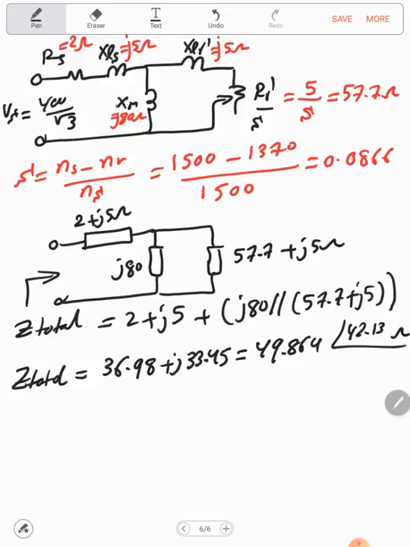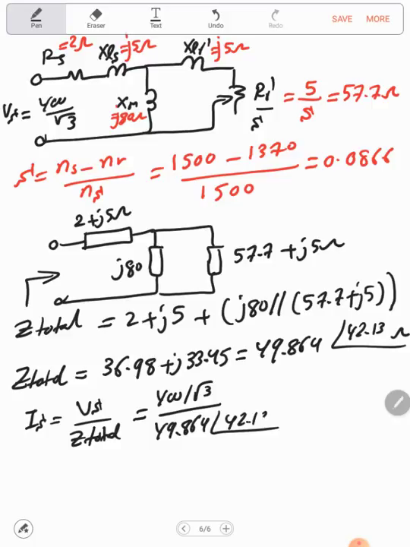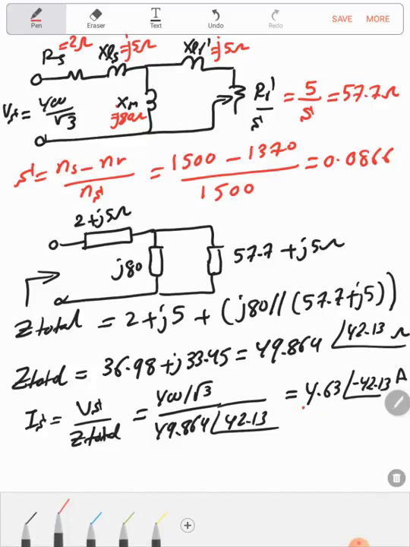Now we can calculate IS, which equals VS over Z total, and this will equal 400 over square root of 3, over 49.864 with angle 42.13, and this will equal 4.63 with angle minus 42.13 ampere. Now remember, this is the RMS value.